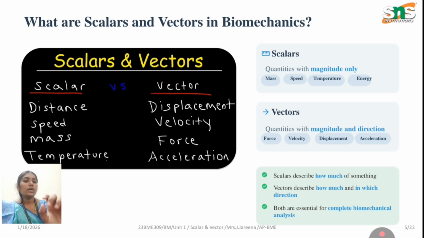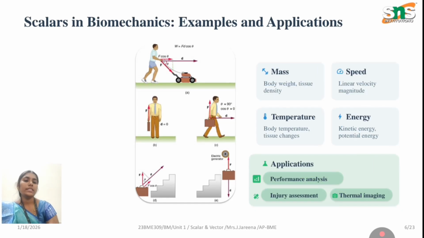Both things are very much essential when you want to do biomechanical analysis, because biomechanical analysis is full of either scalar or vector quantities. So the scalar quantities in biomechanics, examples and applications, include mass. For mass here we can say body mass, tissue mass, that is tissue density; speed, a linear velocity magnitude, the way you are walking; temperature, your body temperature; and energy, the energy which we hold inside, that is kinetic energy and potential energy.